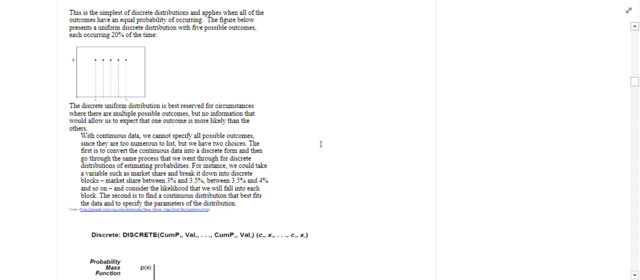With continuous data, you cannot specify all possible outcomes since they're too numerous to list, but we do have a couple of choices. First, we can convert the continuous data into a discrete form, which is what we're doing in our simulations and discrete event simulation, and then go through the same process that we went through for discrete distributions of estimating probabilities. So for example, we could take a variable such as market share and break it down into discrete blocks.